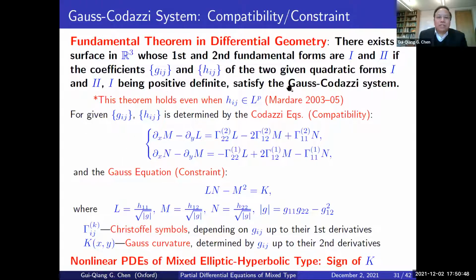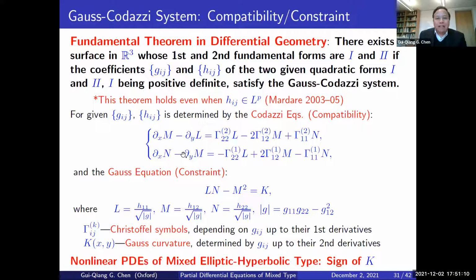This is a classical theorem for the smooth, analytic, C infinity, C^k case. Actually, this theorem also holds if the second fundamental form is in L^p. This is what Nadali proved. So now, what is the Gauss-Codazzi equation? The Gauss-Codazzi equation for the second fundamental form, I'm scaling that.